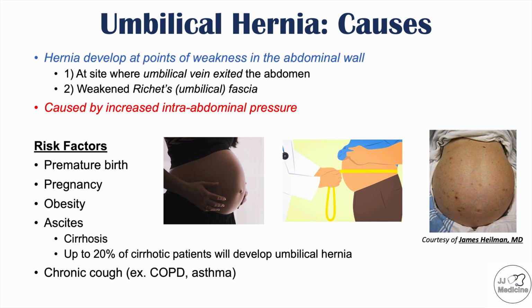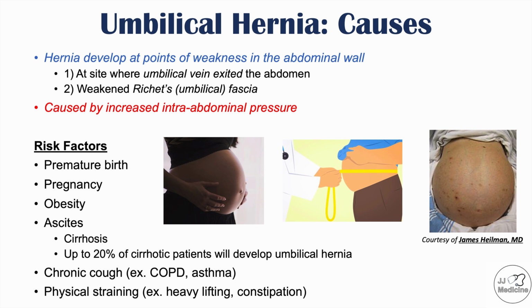We can also see umbilical hernia being caused by other causes of increased intra-abdominal pressure. These include chronic cough, so having conditions like chronic obstructive pulmonary disease or COPD or asthma, which leads to a chronic cough and continually applying pressure in the intra-abdominal space. This can lead to weakness in the abdominal wall, causing an umbilical hernia to form. And then physical straining is also another risk factor.